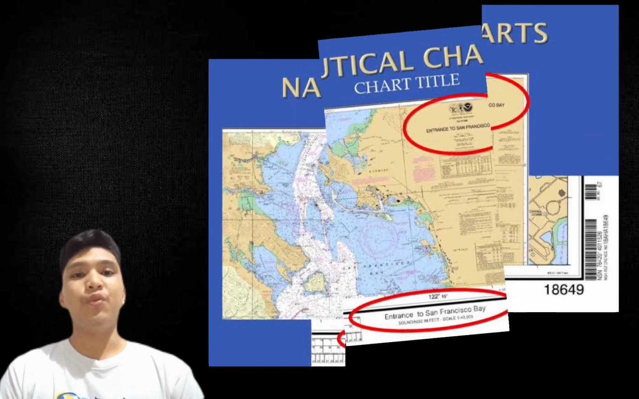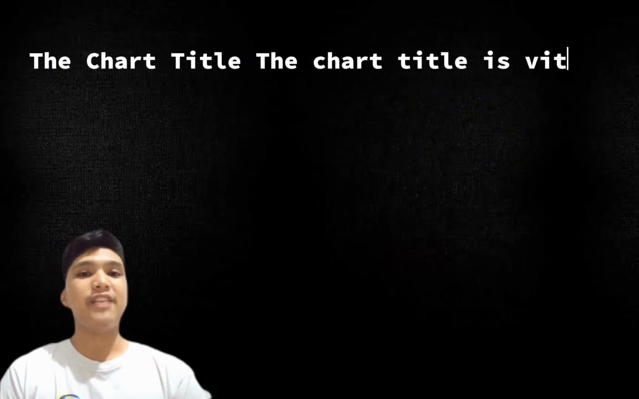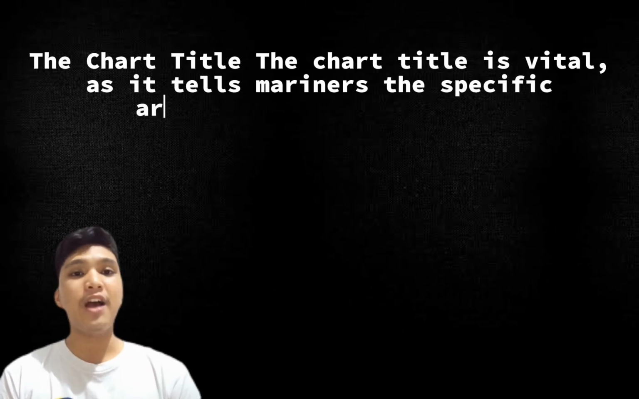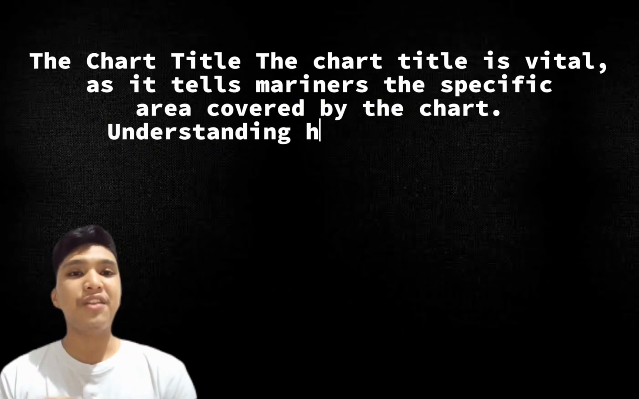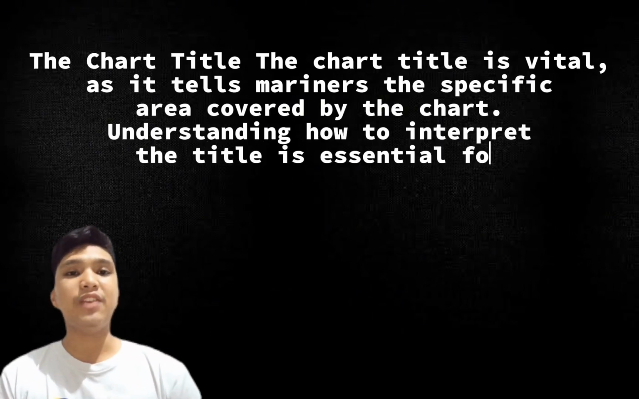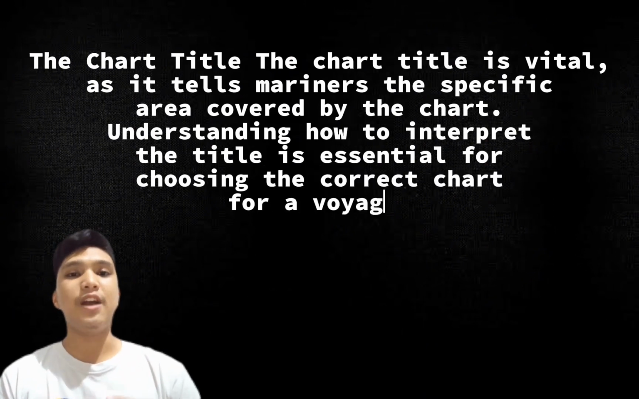Next is 1.12, the chart title. The chart title is vital as it tells mariners the specific area covered by the chart. Understanding how to interpret the title is essential for choosing the correct chart for a voyage.